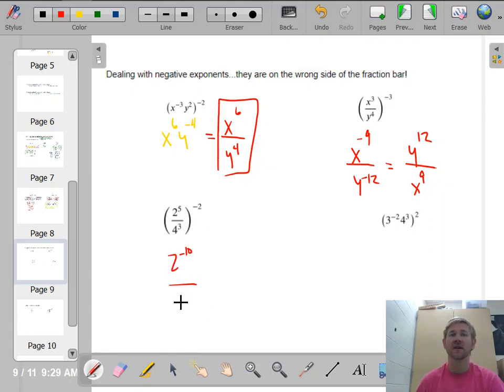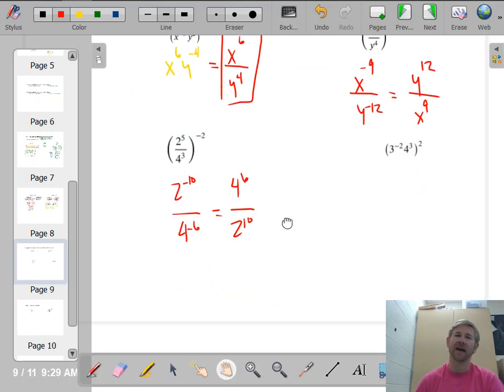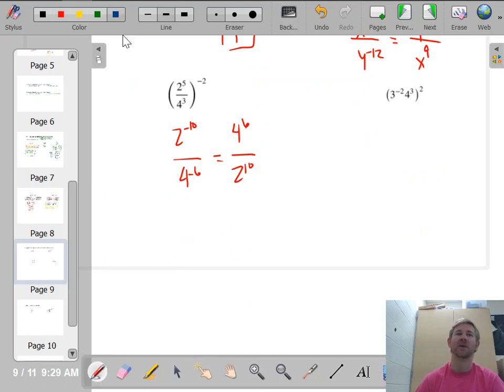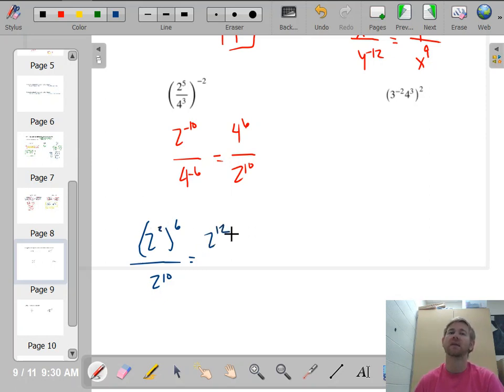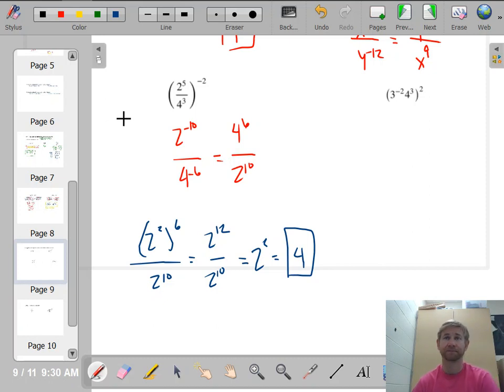2 to the negative 10th over 4 to the negative 6th. So since the whole thing is to a negative, it's going to end up flipping. Now we have 4 to the 6th over 2 to the 10th. So we could simplify this. If we wanted to make them with the same base, we could probably do it quicker. Since 4 is 2 squared, I could write that as 2 squared to the 6th over 2 to the 10th. And then I can use my exponent rules to say, that's 2 to the 12th over 2 to the 10th. And if you have 12 2's in the top and 10 in the bottom, you would cross out 10 of them. You would have 2 squared left in the top. So this whole thing, believe it or not, is 4. That's cool. So that simplifies quite a bit.